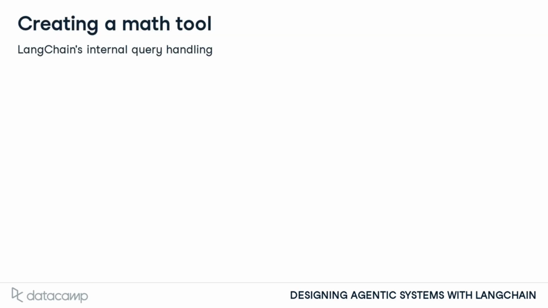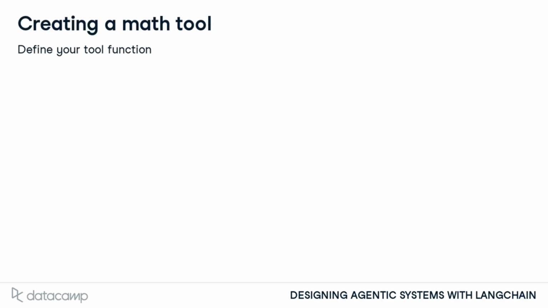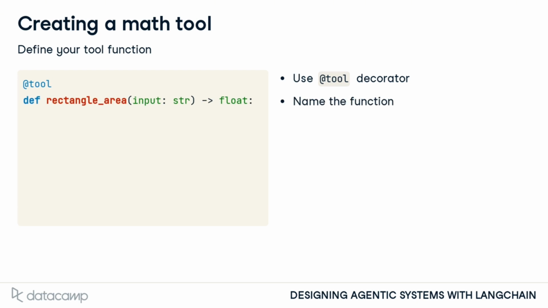By default, LangChain accepts such natural language queries as strings. Internally, it uses the LLM to extract the necessary input from the query. Here, LangChain might extract the two numbers, 5 and 7, as string inputs representing rectangle lengths before performing calculations. Let's create a function that can handle this kind of input. We'll start by using a decorator called @tool that LangChain uses to recognize custom functions as tools. After the decorator, we'll create a function called rectangle_area that takes in a string as an input.